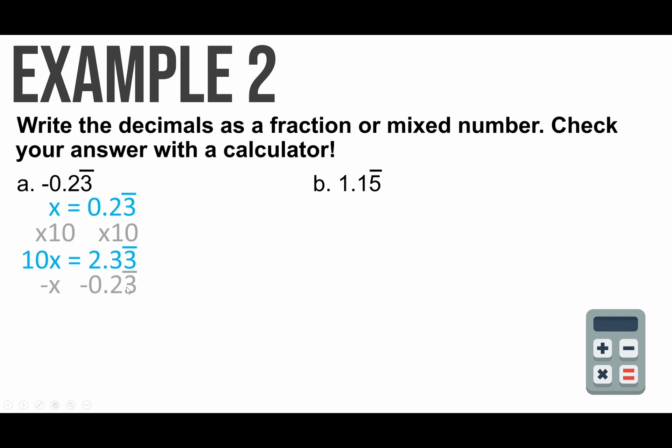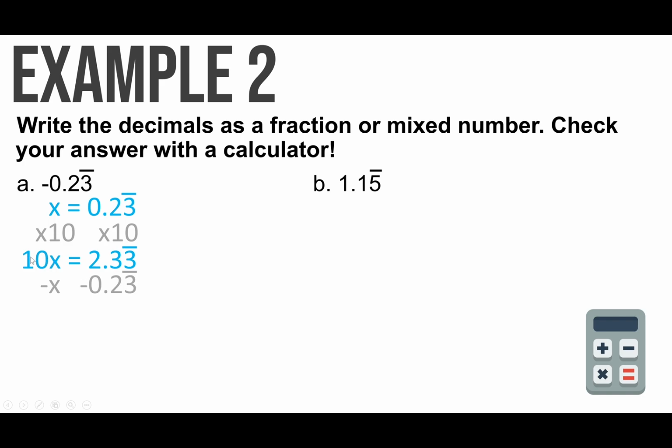But wait, Mr. Chen, you didn't minus x, you minus 0.23. Ah, but you see, this is the same thing as x. Because if you take a look at this statement right here, you told me that x is the 0.23. So I minus x here and I minus x here. This is the same thing as x, okay? Because that's what you told me.